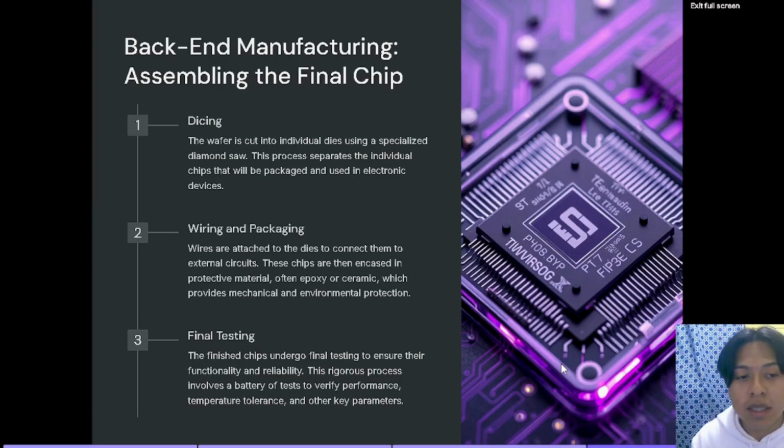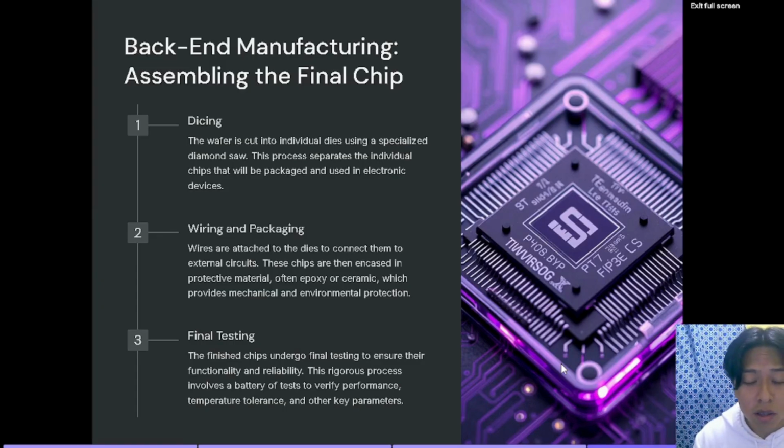Subtopic number one is dicing. The wafer is cut into individual dice using a special diamond saw. This process separates the individual chips that, after inspection, are used in electronic devices.